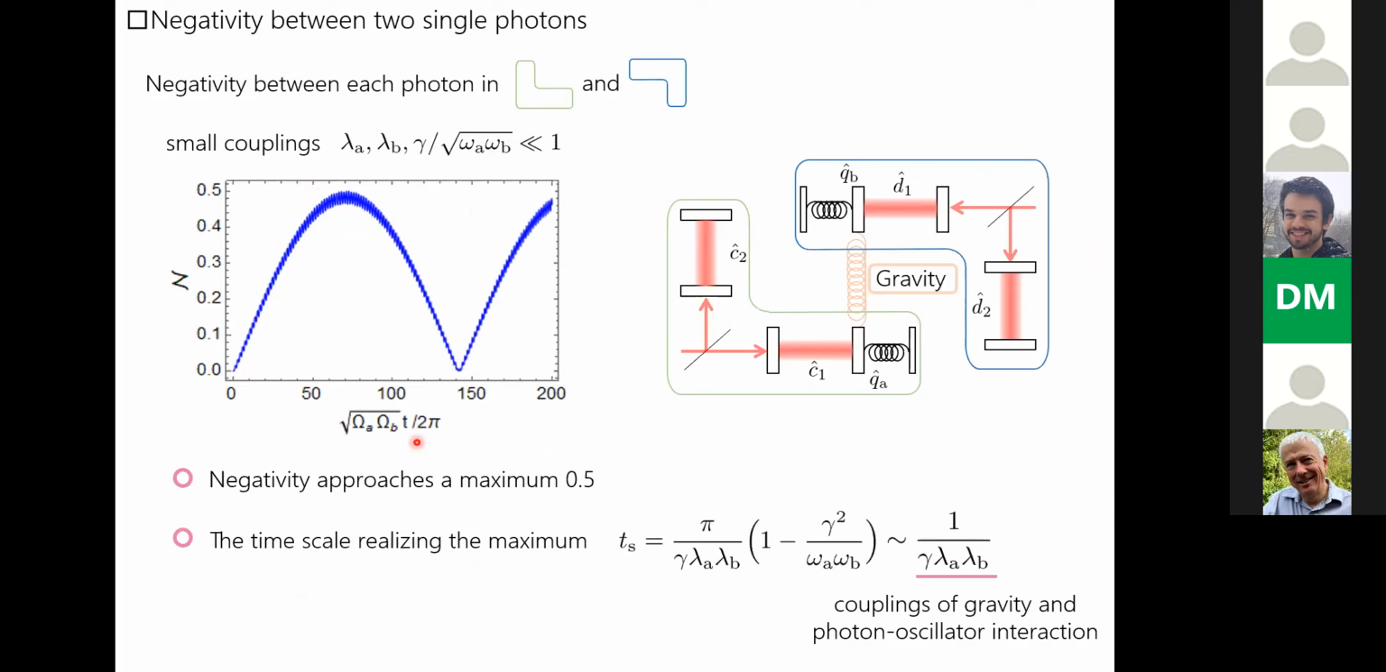Since we solved the dynamics exactly, the time scale to reach this maximum can be found analytically, which is given by the following formula, where gamma, lambda A, and lambda B correspond to the relation coupling and couplings of the photon and the oscillator, respectively. So this formula means that the smaller couplings lead to the longer time for generation of entanglement.